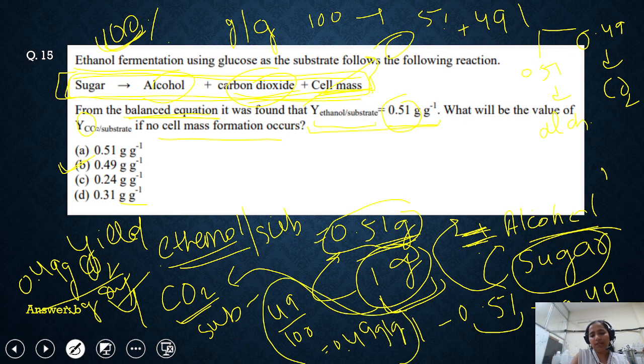So you can take any value, because whatever your substrate, you are telling it in the form of yield, so that will not change if you take the value as 110 or whatever. So the total value we can take as 100 or 1, right, ma'am? Yeah, you can take anything.